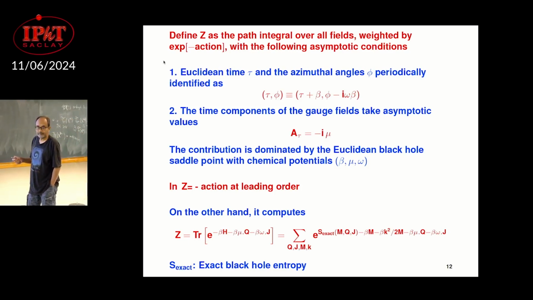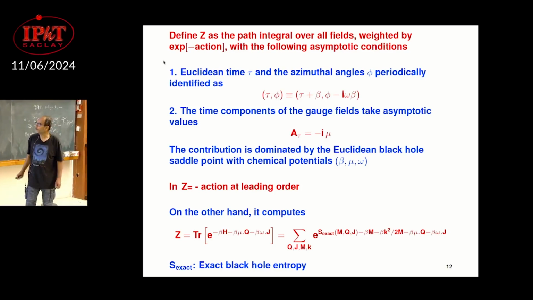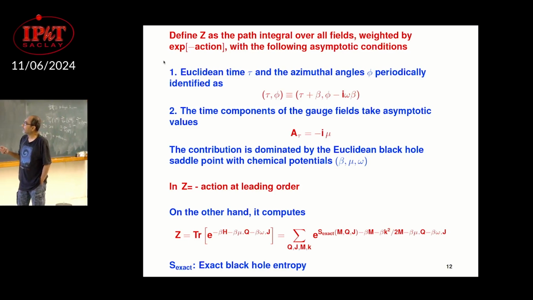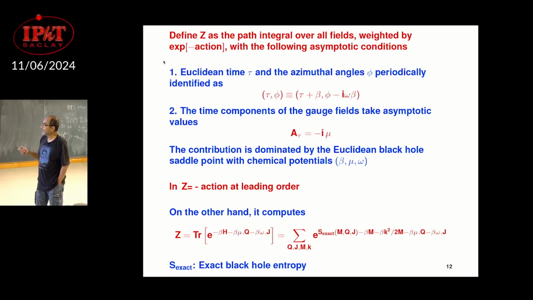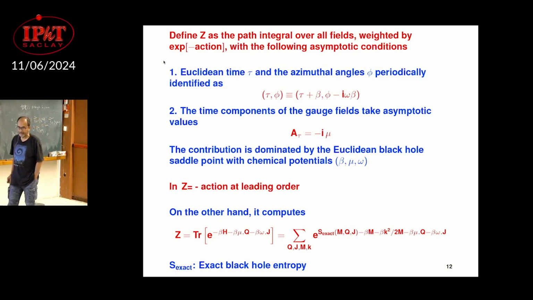So first of all, we do this path integral in the Euclidean space-time. So the Euclidean time tau and the azimuthal angle phi, there are many angles in general, because as I said, we have the SO(D-1) rotation group. These are periodically identified in this fashion, that when tau goes to tau plus beta, and at the same time we take phi to phi minus i omega beta, then these should be identified. Now this may bother you, but it's only temporary, because soon I'm going to set omega to be imaginary, so it should be completely real analysis.